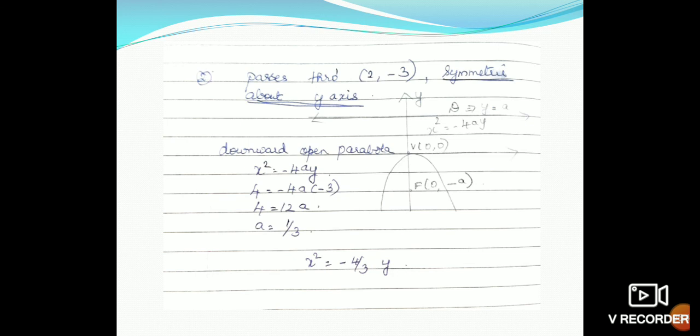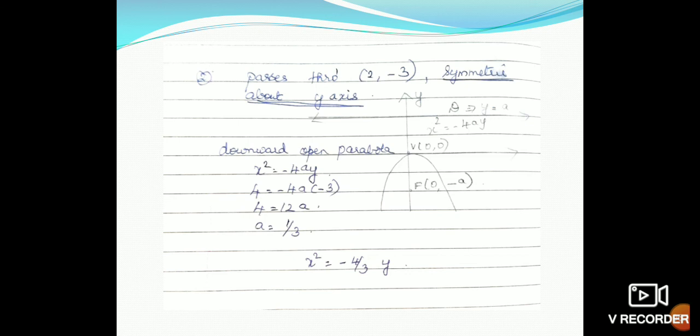Next question. Passing through the point, symmetric about y-axis. For x-axis, we take right open or left open. If it says y-axis, it is upward open or downward open. How to find out whether it is upward open or downward open? I have this minus sign here. Y coordinate is minus. If I have an upward open parabola, the y coordinate will be positive. Only for downward open will the y coordinate be negative. So I have to take this formula x square is equal to minus 4ay.